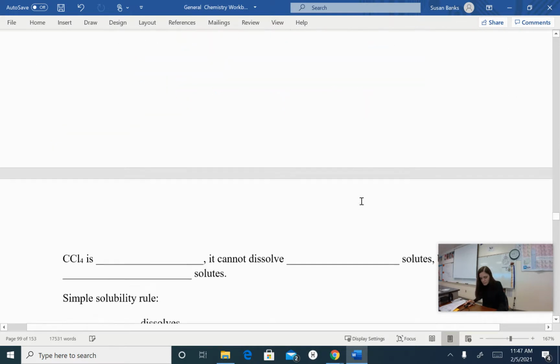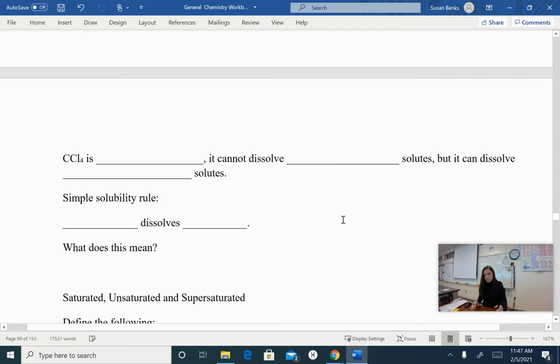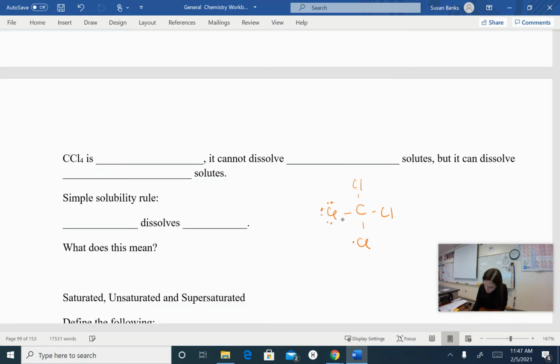Okay? So, let's look at the Lewis structure for carbon tetrachloride. Okay, I'm going to draw it over here. So if I do carbon tetrachloride, okay, there are my four chlorines around my carbon. So the chlorines are going to have 3 lone pairs on them to complete the Lewis structure. Okay, now this is a tetrahedral shape.